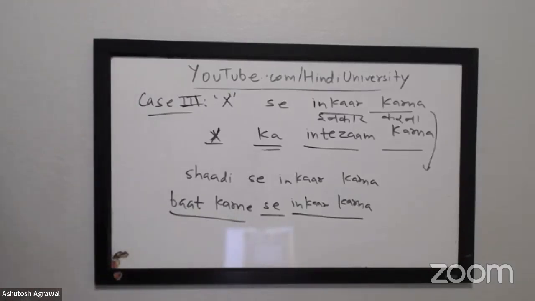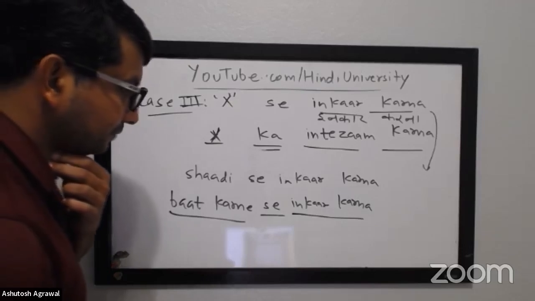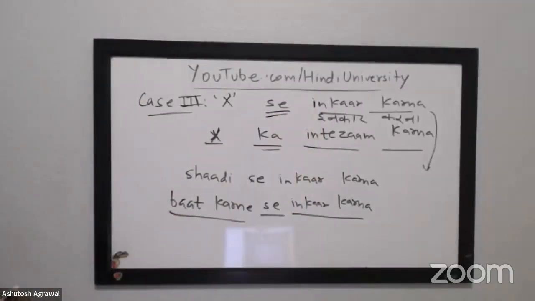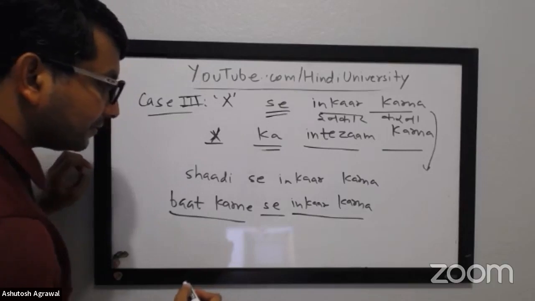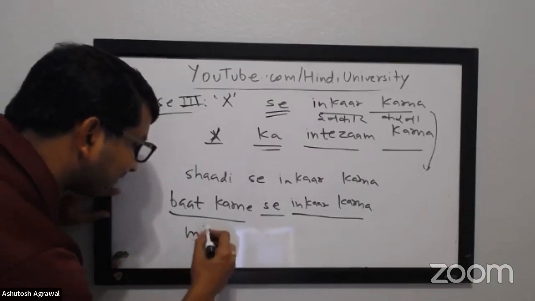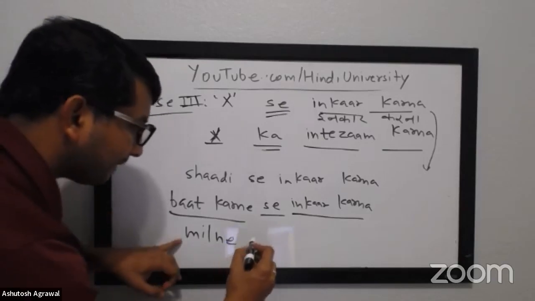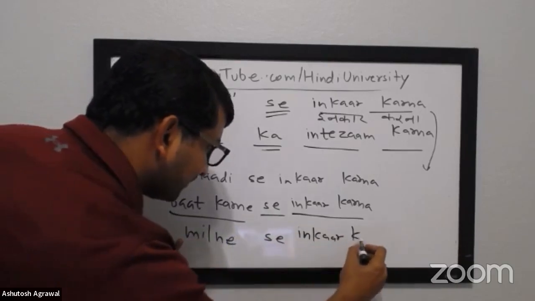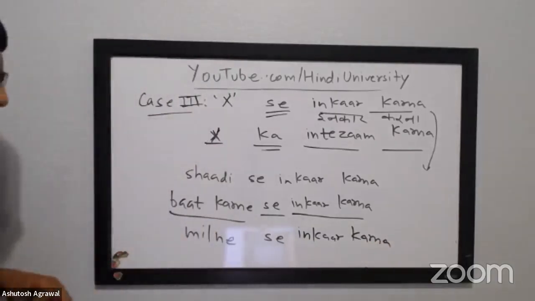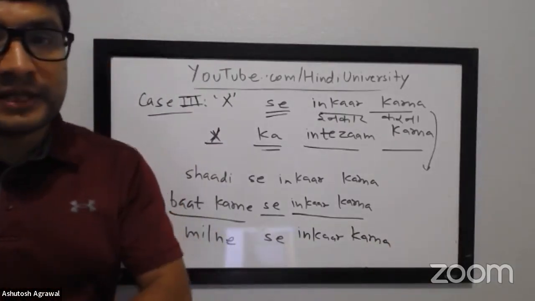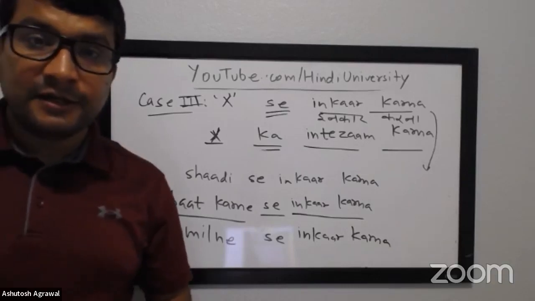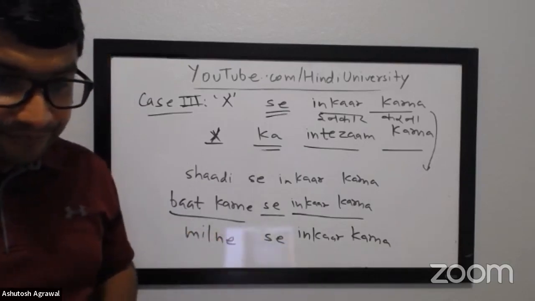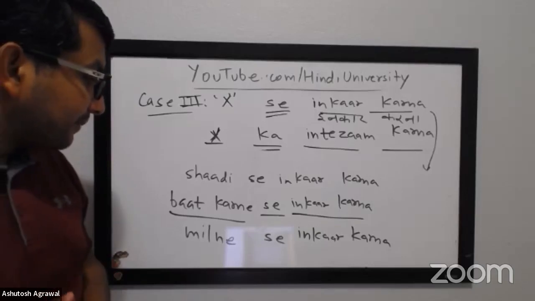Are you just using se there because it's se inkar karna? That is correct. It's a pattern, just like you have some other se inkar. So if you were to say refusing to meet, it would be... yes, keep going. Milne se inkar karna. Very good. Okay. So if you were to say Stacy is refusing to meet John, Stacy John ko milne se inkar kar rahi hai. Right? So milne se inkar karna.